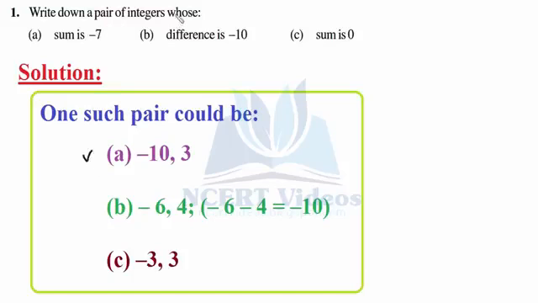B part, difference is -10. Now two numbers can be taken as -6 and 4. Now we have to subtract it, therefore the minus sign came here. Since the signs are same, we add them and the sign comes of the negative number only. So -10.